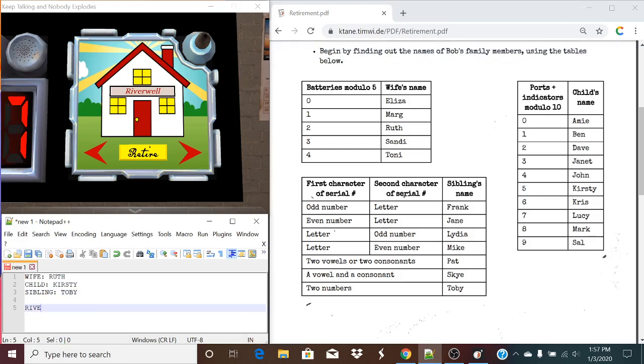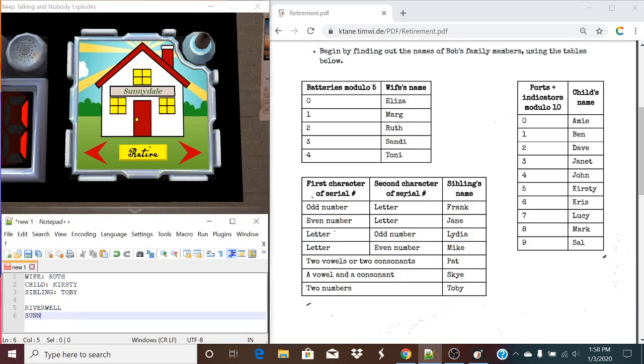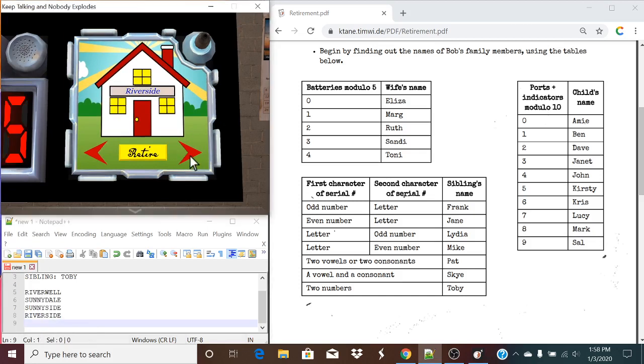So now what we need to do is get all 5 names of each retirement home. In this case we have Riverwell, Sunnyvale, Sunnyside, Riverside, and finally Briar Hollow.